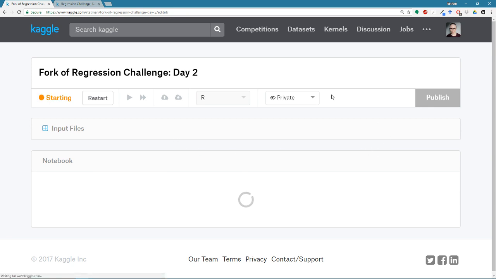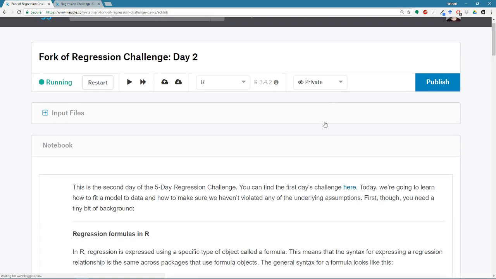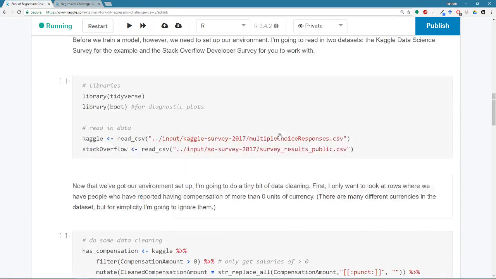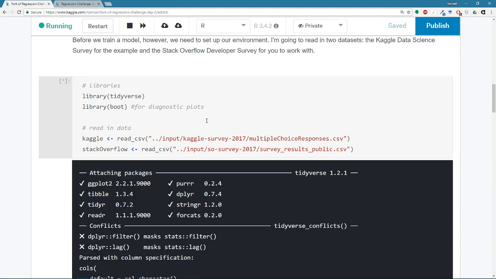So we have two libraries we're going to be using. We're going to be using the tidyverse library again, and that lets us do things like use tibbles, which are a special type of data frame, and also use ggplot. And we're also going to be using this boot library that will let us do diagnostic plots for GLM models, so generalized linear models, which are different.